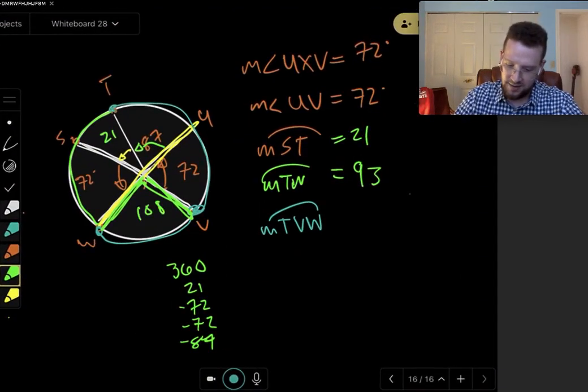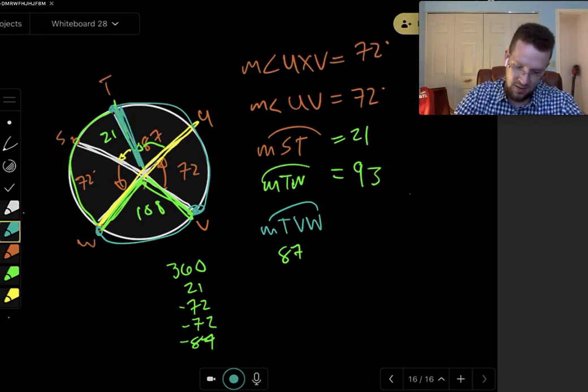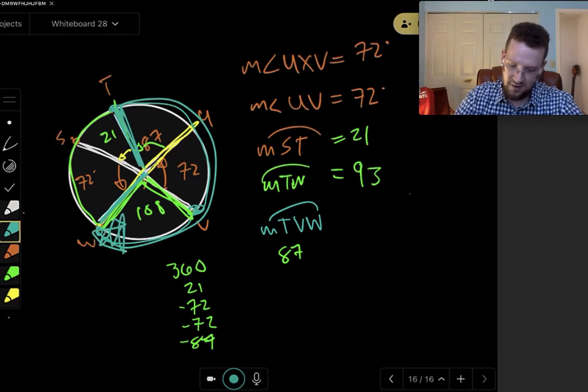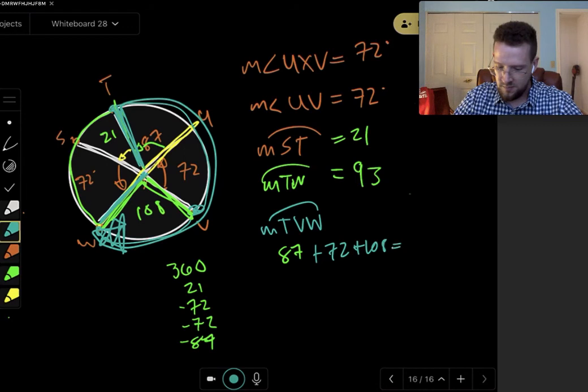And now what I can do is I can take 87. I can take this piece here, and I can take all of these angle measures up to here and just add them together. 72, and this is 267.